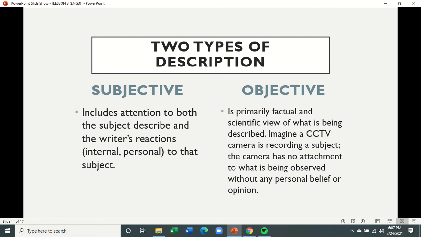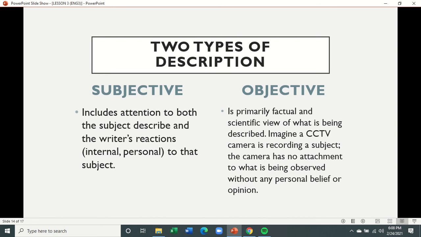If you want it to be objective, then you need to focus on what you have seen. Because again, when we say objective, you are just primarily factual and scientific in describing. What you have seen is what you will be writing. No add-ons of your own information.